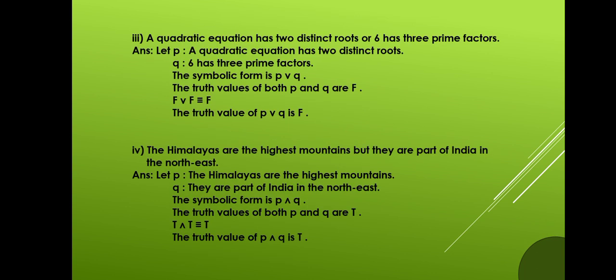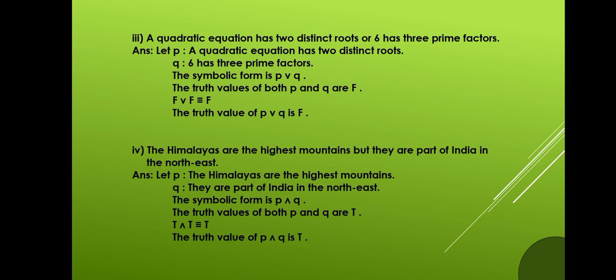A quadratic equation has 2 distinct roots or 6 has 3 prime factors. Let P be, a quadratic equation has 2 distinct roots. Q be, 6 has 3 prime factors. The symbolic form is P or Q. The truth values of both P and Q are F. F or F is equivalent to F. Thus, the truth value of P or Q is F.